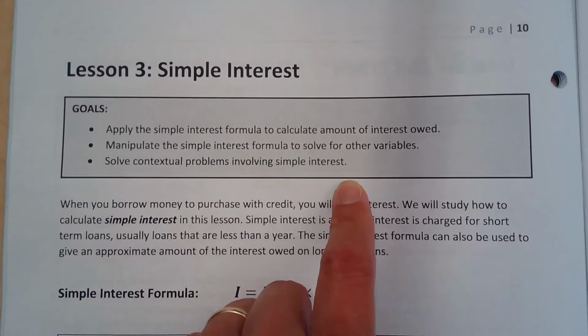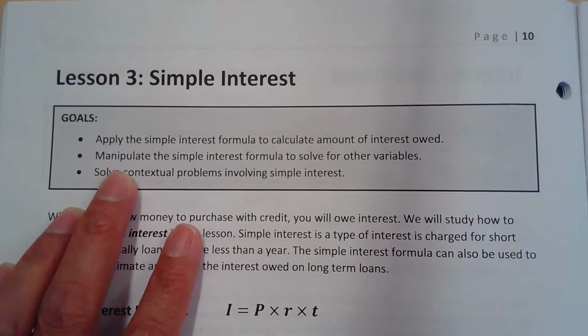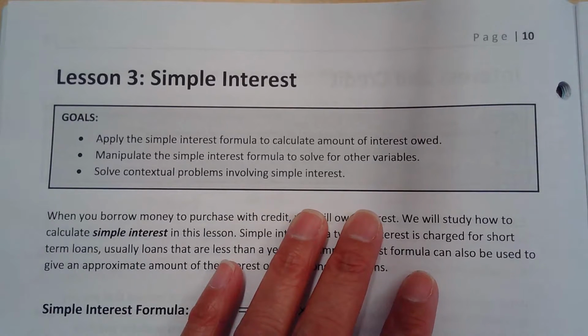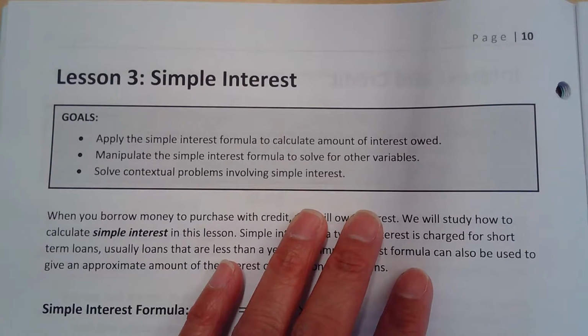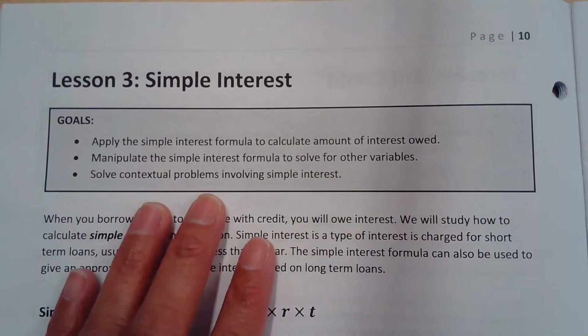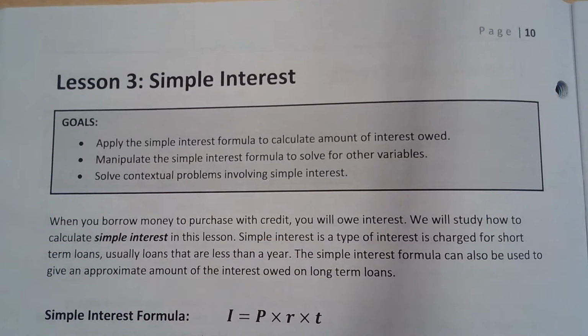The second goal is to manipulate the formula to solve for other variables. So this is where we're actually going to be solving for others, right? And we know how to solve for something, because we've done solving of equations. And goal number 3 is to solve contextual problems.